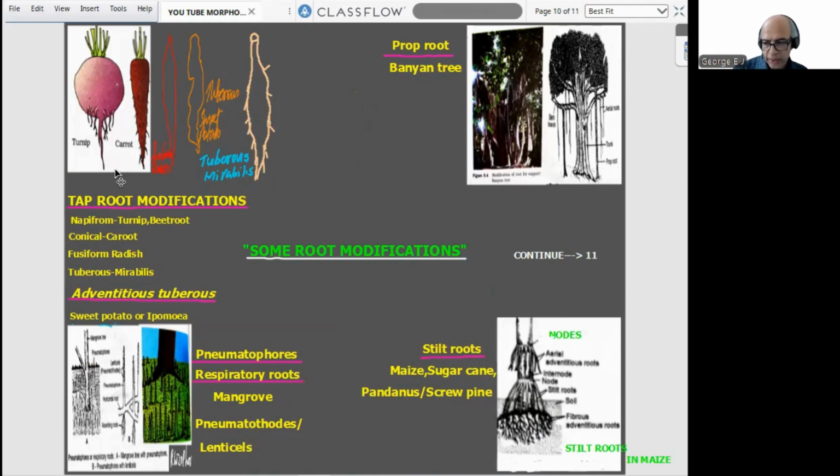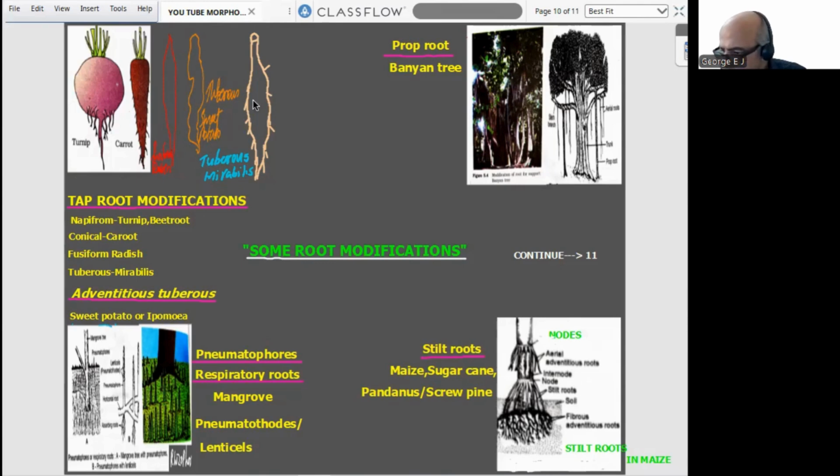And different shapes are there. The function is to store food material. So one by one: napiform, here you can find the shape like beetroot, turnip and beetroot. Conical, it is carrot. Now this is fusiform, as in radish, because we are dealing with taproot modification.